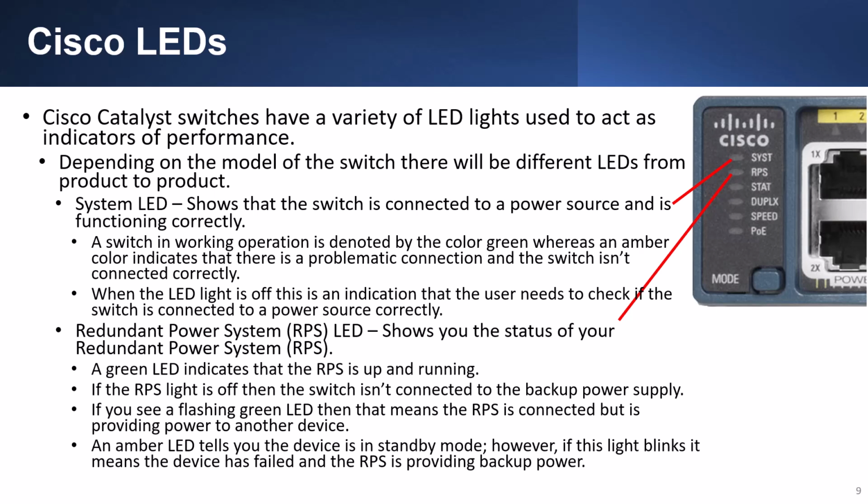If you see a flashing green LED, that means that the RPS is connected but is providing power to another device. An amber LED tells you the device is in standby mode. However, if this light blinks, it means that the device has failed and the RPS is providing backup power.